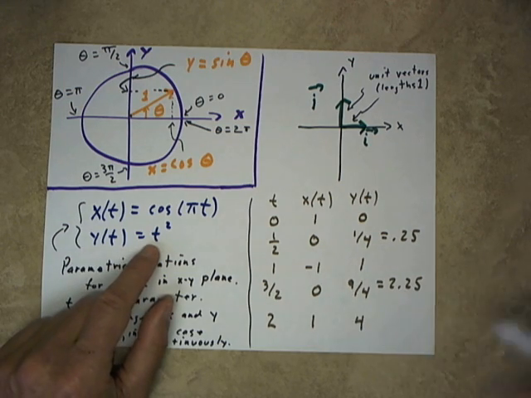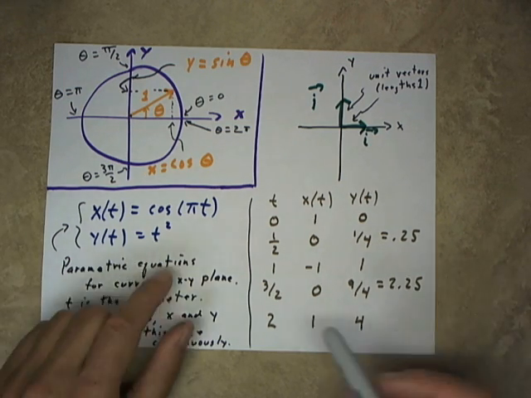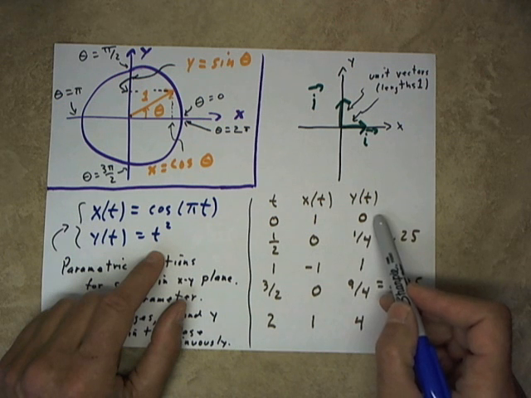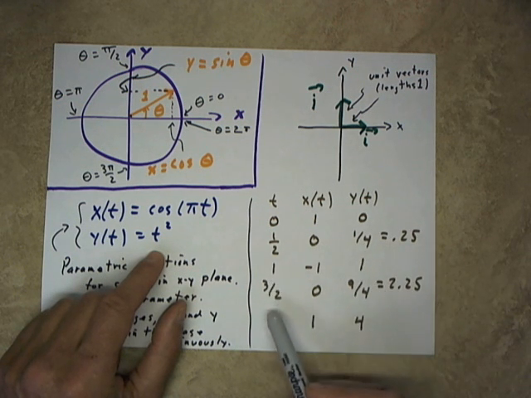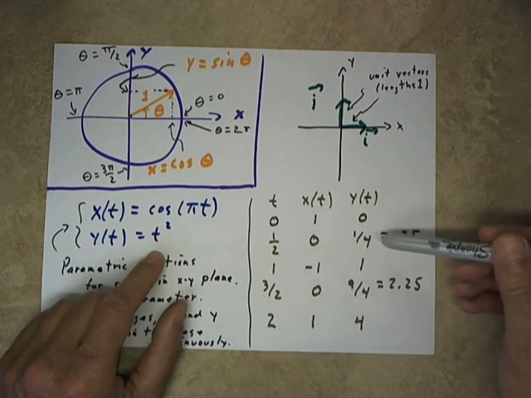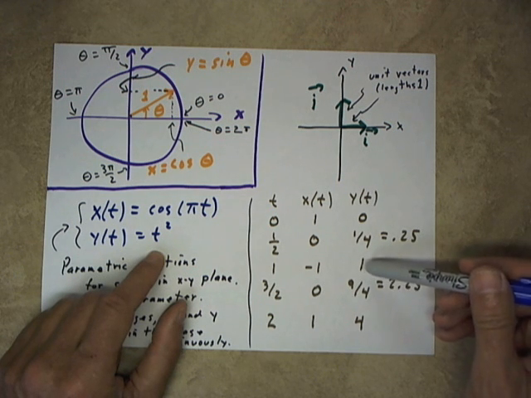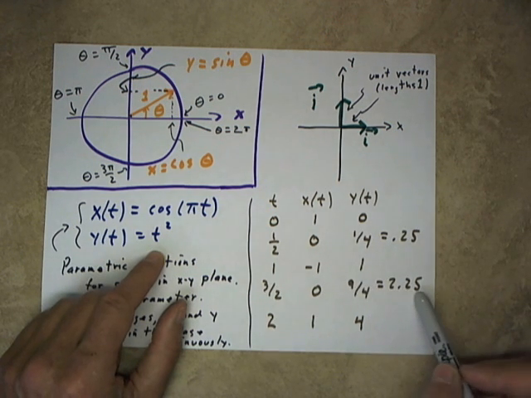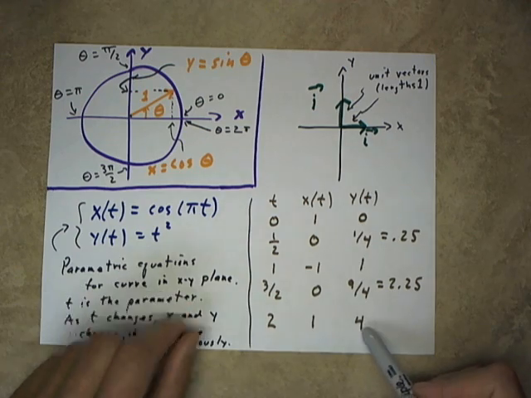The y function is, of course, a lot simpler. We don't need a picture. We can just square the numbers 0, 1/2, 1, 3/2, and 2, obtaining 0, 1/4 or 0.25, 1, 9/4, which is 2.25, and 4.